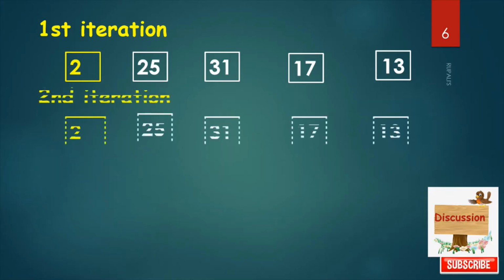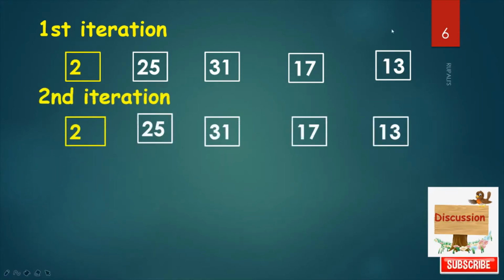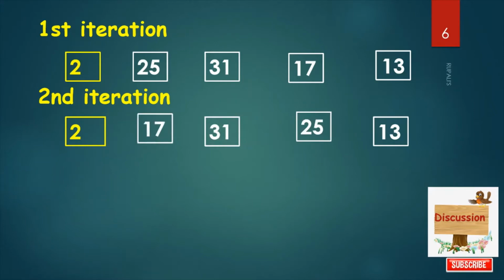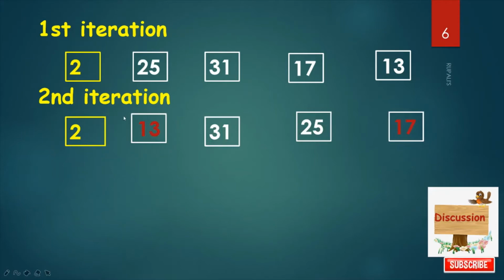In the second iteration, I have to compare the second node info with the remaining nodes' infos. So first compare 25 with 31. Because 31 is greater than 25, no need to swap. Then compare 25 with 17. Because 25 is greater than 17, need to swap. Then compare 17 with 13. Because 17 is greater than 13, need to swap. And finally we get 13 after the second iteration, that is the second smallest one.